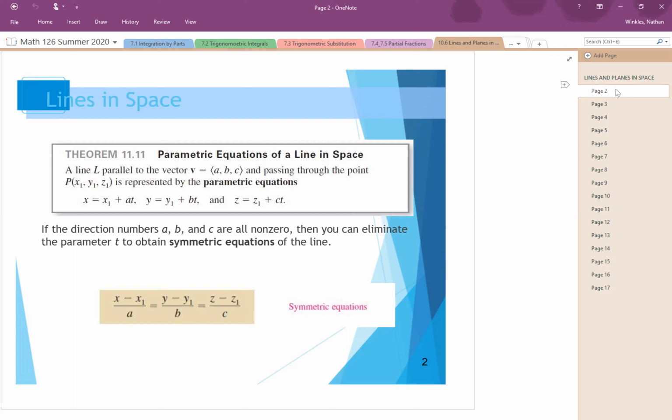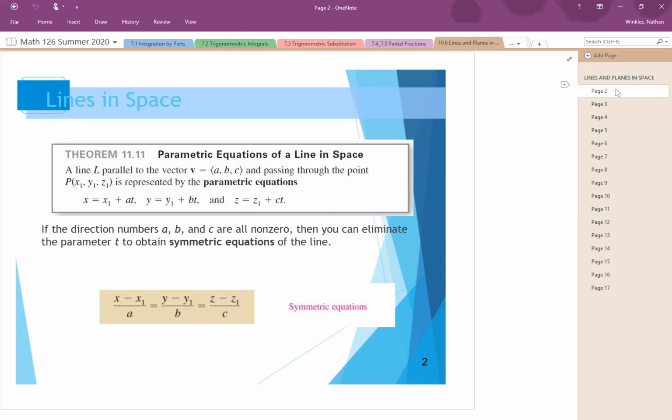So the first thing we want to talk about is parametric equations. The parametric equations of a line in space: a line L parallel to the vector v equals ⟨a, b, c⟩ and passing through the point P equals (x1, y1, z1) is represented by the parametric equations x equals x1 plus at, y equals y1 plus bt, and z equals z1 plus ct.